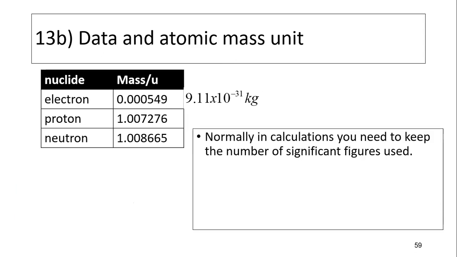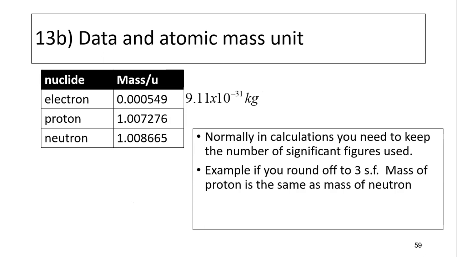Normally in calculation, you need to keep the number of significant figures used. You cannot round it off. For example, if you round off proton and neutron to 3 significant figures, both of them have the same value. So you must use the same number of significant figures. Only finally, maybe you can round it off to 3. But in calculation you cannot round it off. Must use the exact number of significant figures given to you.